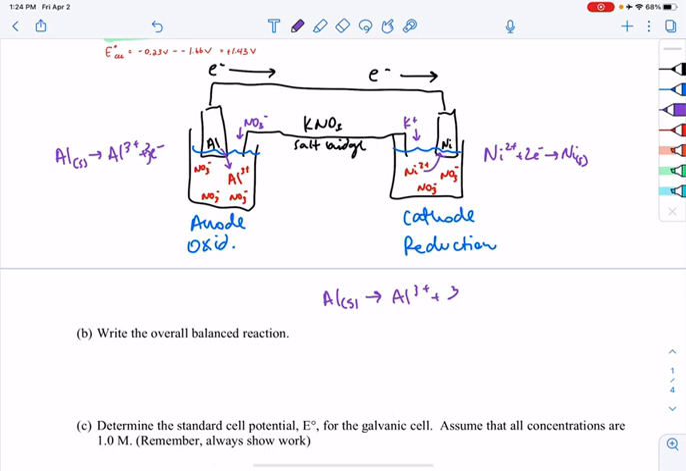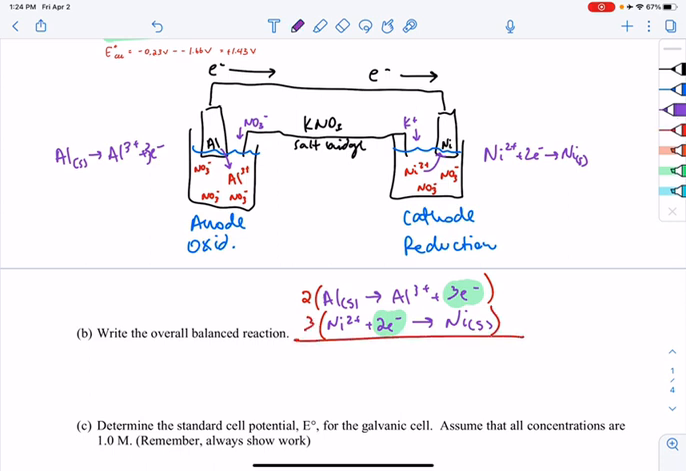Oh, this should be 3 electrons, and we also have this here. Now, you would normally just add the reactions together, but you have to notice something here. The electrons don't match up. We have to get them to cancel out. So to do that, let's multiply this top one by 2 and this one by 3.